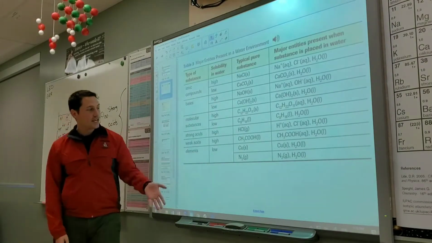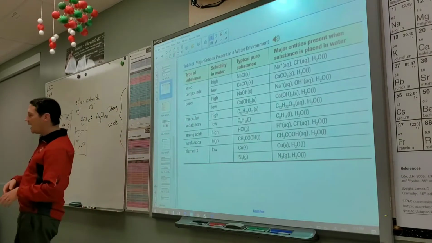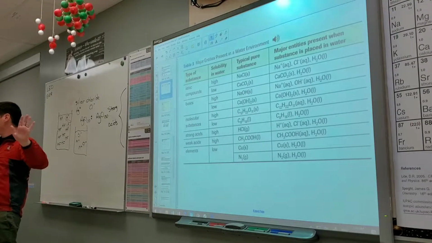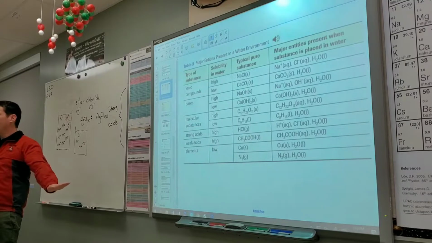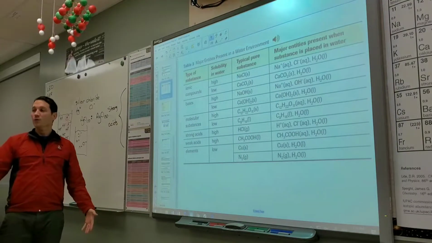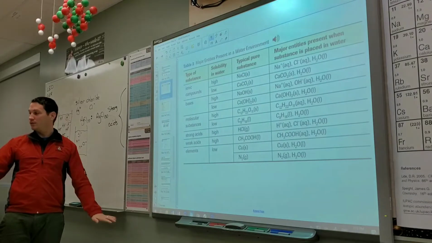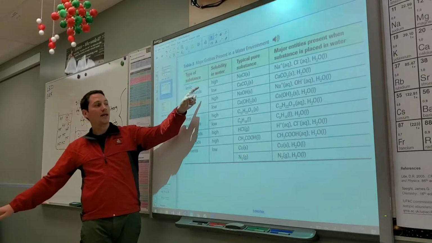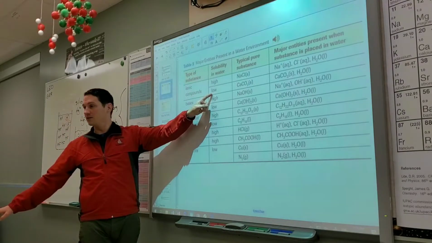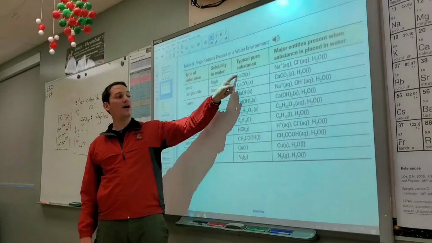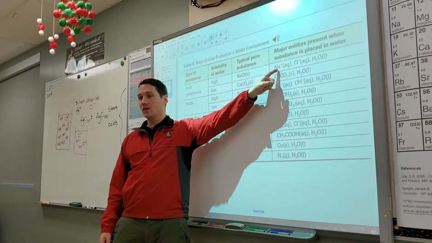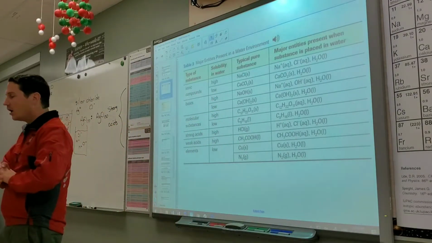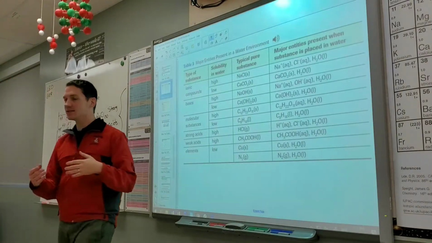So, this table identifies, and when you look at this table, you're like, that's a lot of information. But let's just calm down, take a deep breath, and it'll be okay. Ionic compounds can either have high or low solubility, right? If ionic compounds have high solubility, what happens? They separate. So when I put salt into water, what are all of the major entities in that solution?